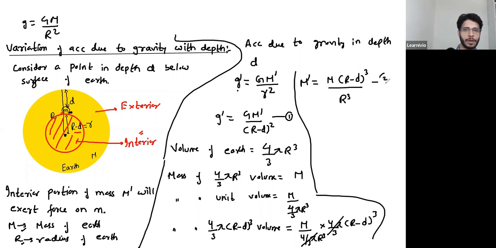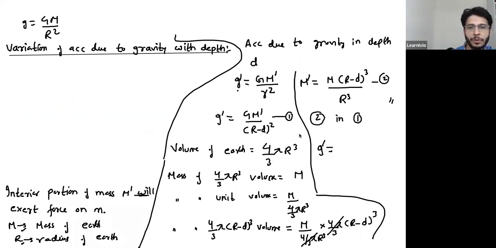That's equation number 2. I'm explaining it again. The mass of the complete Earth is capital M. Volume of the complete Earth is 4 by 3 pi R cube. So I can write this as: the mass of 4 by 3 pi R cube volume is capital M. Then I need the mass of unit volume, which comes out to be M by 4 by 3 pi R cube. Then I need the mass of this much volume. So for this, I just multiply the mass of unit volume with the given volume. And the mass of this 4 by 3 pi (R minus d) cube is M prime basically. M prime is the interior portion of radius R minus d.